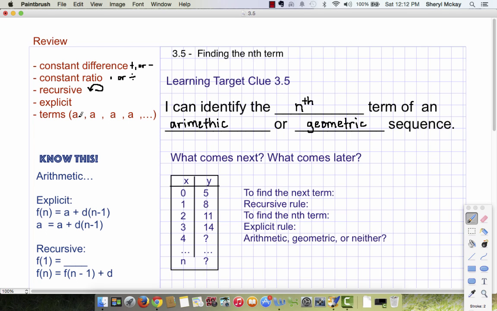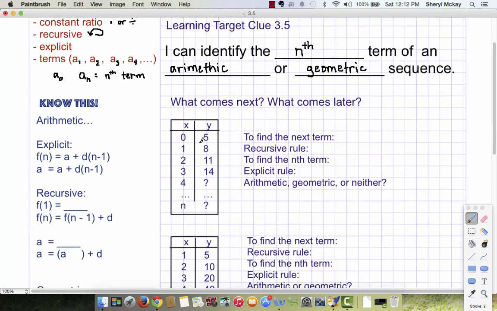And then last thing, terms are often listed like this: A sub 1, A sub 2, A sub 3, A sub 4. Sometimes you might see A sub 0, and when that's the case, we'll talk about that. And then you'll often see this, A sub n, which just means the nth term. So A sub n is the same as the nth term. So that's our quick review over some of the things that we've been working on. So now let's do a few problems.